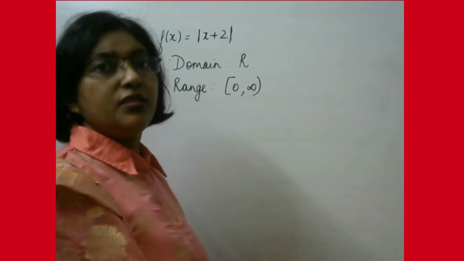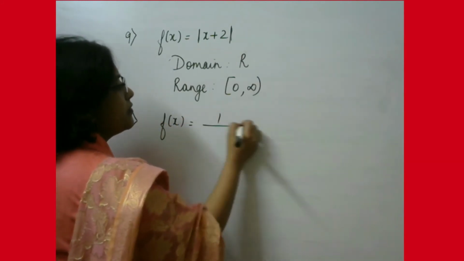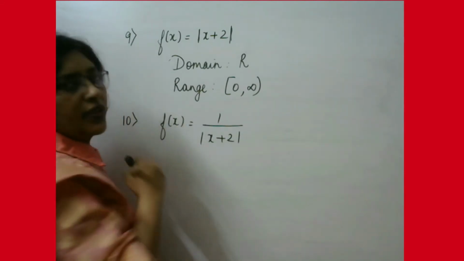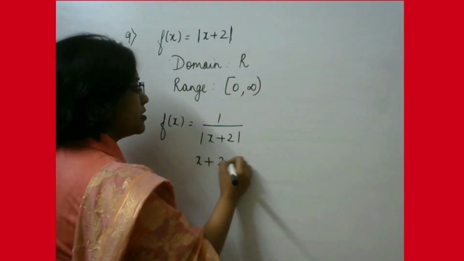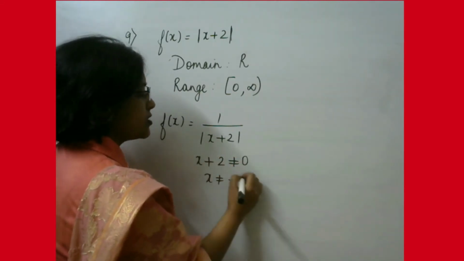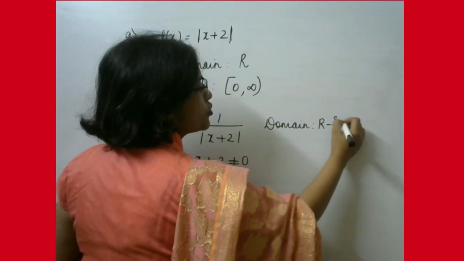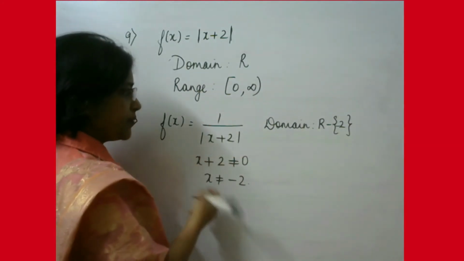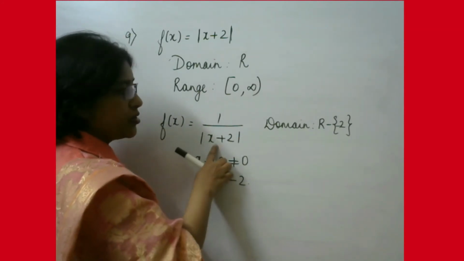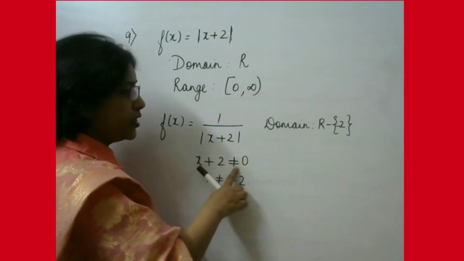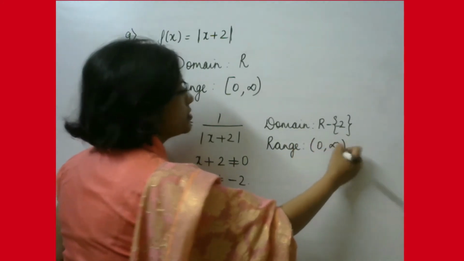Okay, so that's fine. If it was 1 upon, then we would have to think. Suppose f(x) is 1 upon modulus x plus 2. Now in this case, the denominator cannot be 0, so x is not equal to minus 2. And so the domain is all real numbers except minus 2. And for the range, all the numbers are going to become non-negative, but because we are not going to get x plus 2 equal to 0 also, the range is going to be the open interval 0 to infinity.